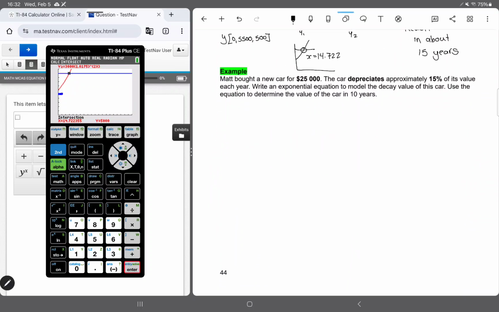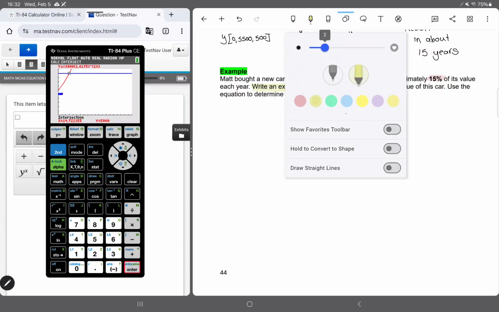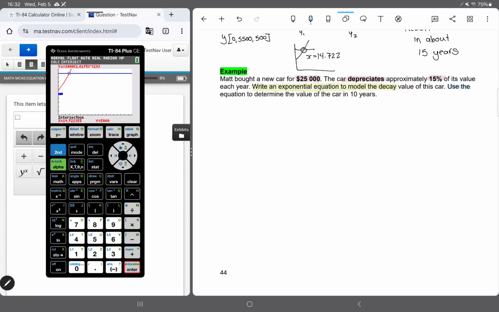All right, so now we're going to do an example with depreciates. Thankfully, depreciates is a little bit easier. So Matt bought a car for $2,500. The car depreciates approximately 15% of its value. Again, this is kind of a two-parter. Write an exponential equation to model the decay. And then they want us to use that equation to determine the value of the car in 10 years.